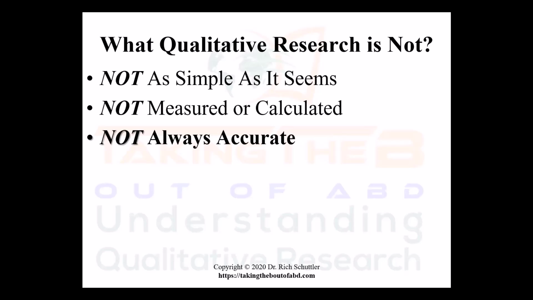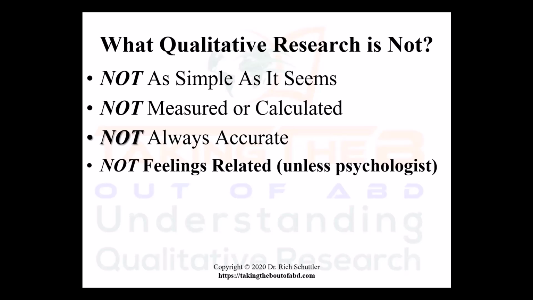For example, if I asked 15 people how they did a certain process, I could find out how much variation was in that process from all the different people I talked to. I can really look at whether they were somewhat accurate, but not completely accurate, in how they followed it. So qualitative research is not always accurate.